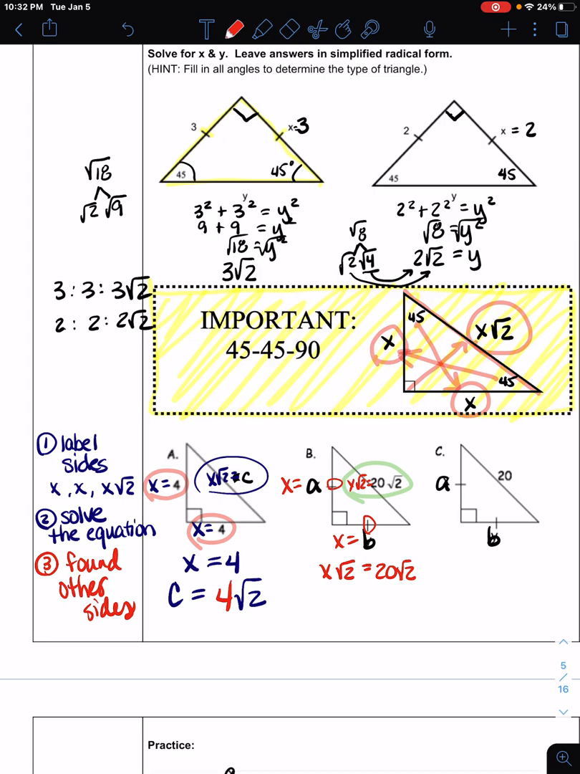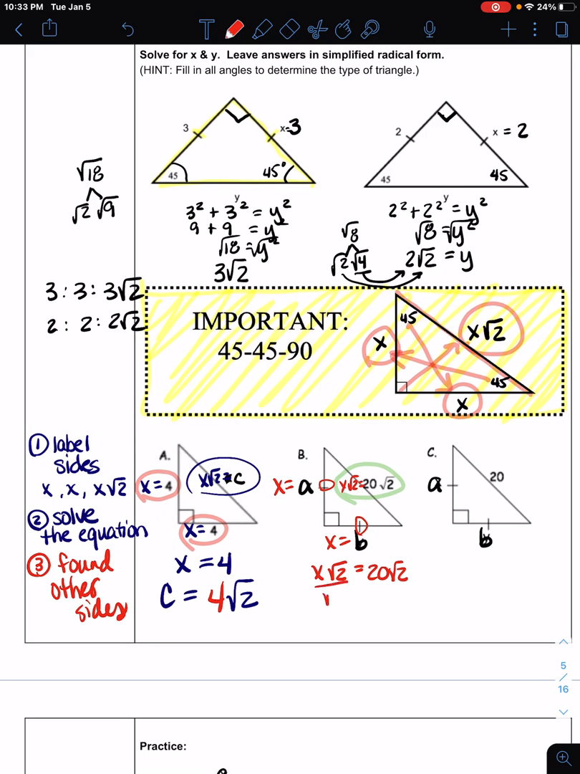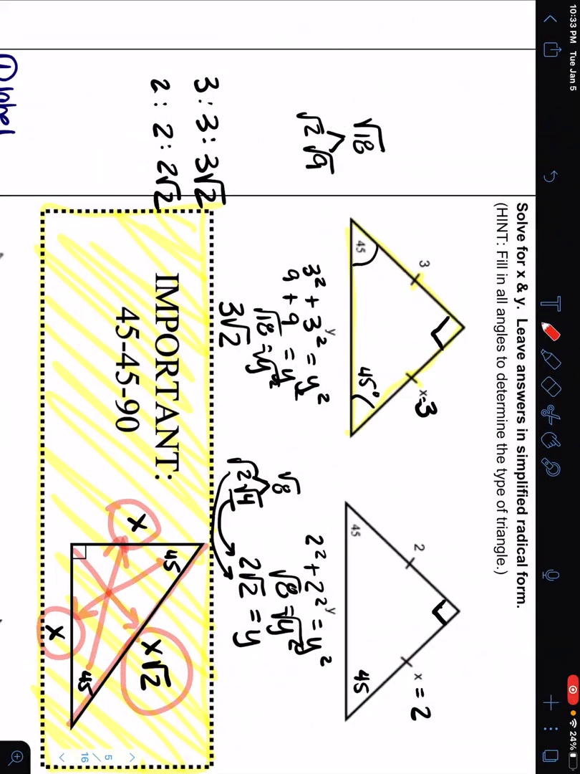Now, just think, what would you do if that was 2x? You would divide by 2. So it's not going to do any different just because it's a root 2. It's okay. You just divide. So root 2 cancels root 2. This root 2 cancels that root 2. And that means that x is 20. Well, if a is x, then a must be 20. And if b is x, then b must be 20. So we have a 20, 20, 20 root 2 triangle.